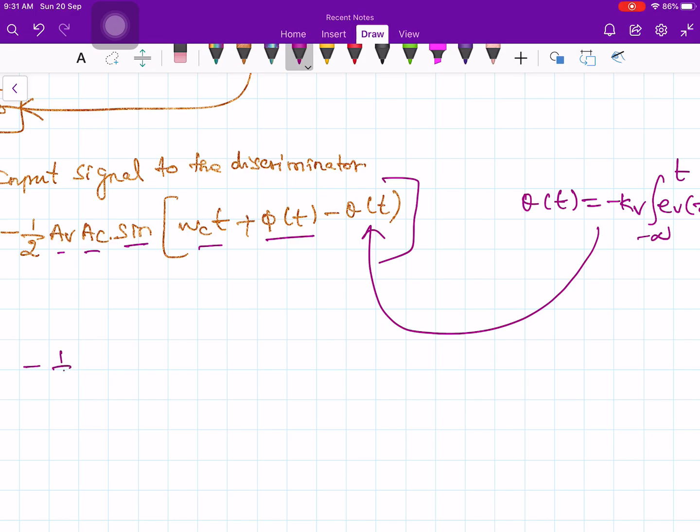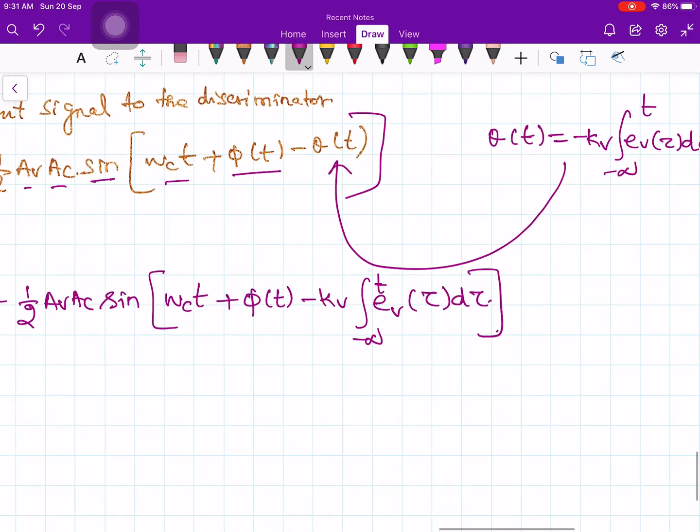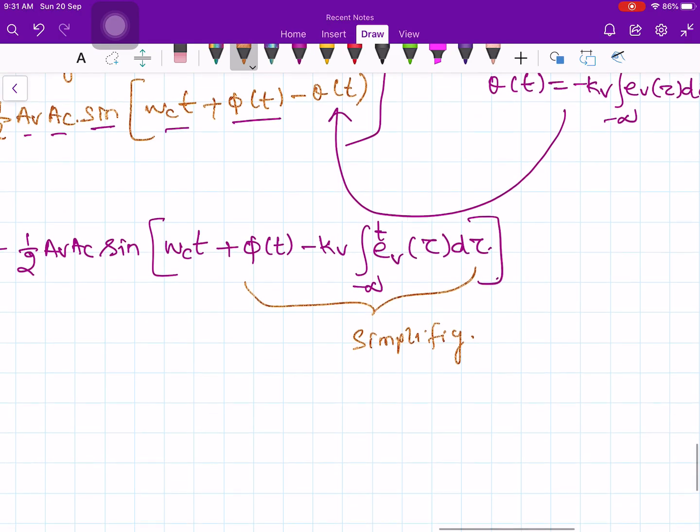Minus 1 by 2 AV AC sine of omega ct plus phi of t minus kV integral of EV of tau d tau. Now let us simplify these two guys together. How do you simplify? Is there a way to simplify this?